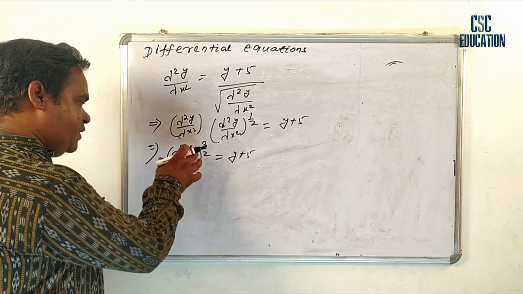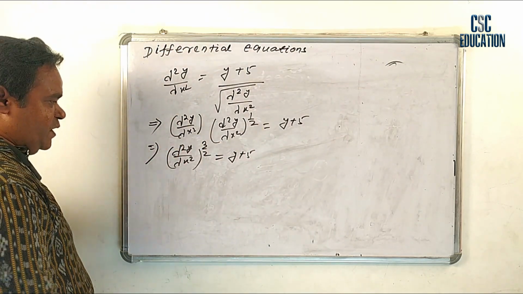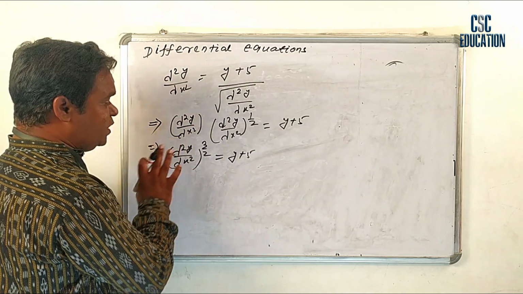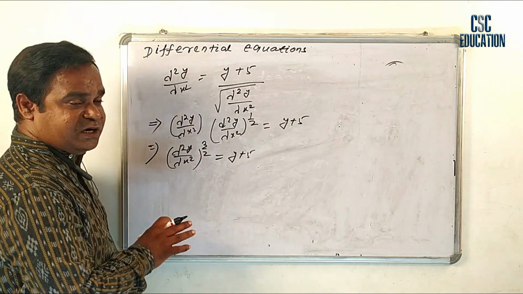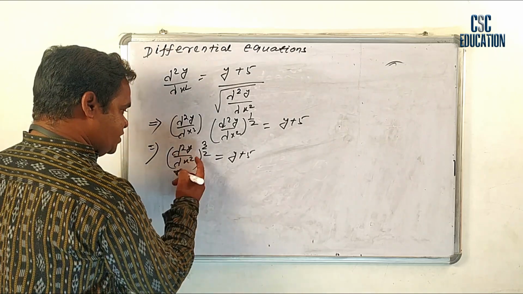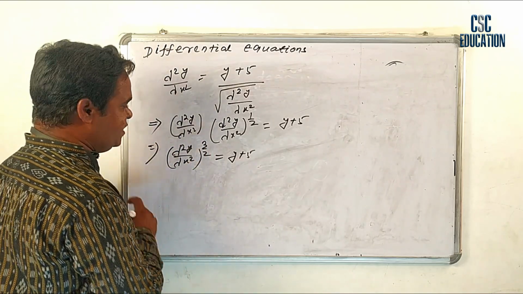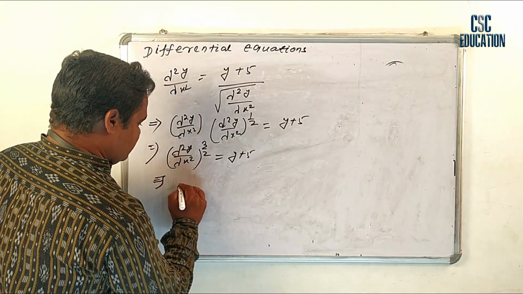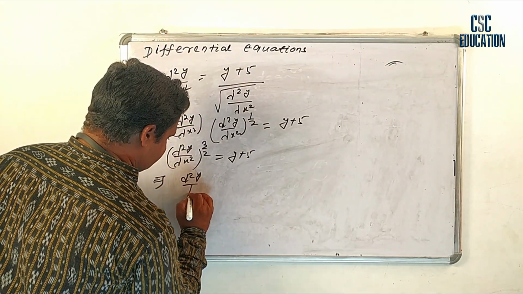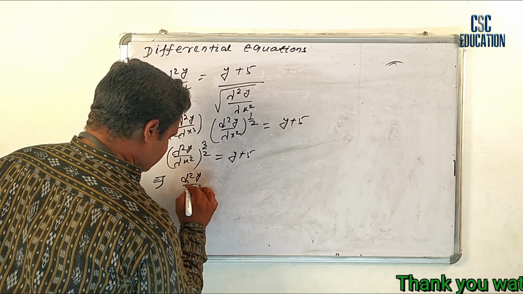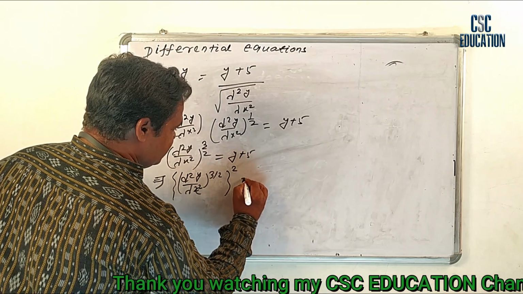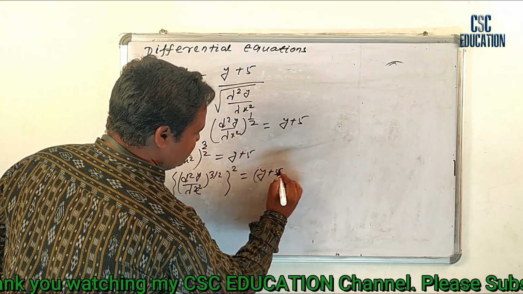Firstly, convert this part into polynomial form because 3 by 2 is a fraction. Here we can easily find the order but not the degree, because it is not in polynomial form. So convert it into polynomial form first. Squaring both sides, (d2y by dx2) to the power 3 by 2 squared equals (y plus 5) whole square.